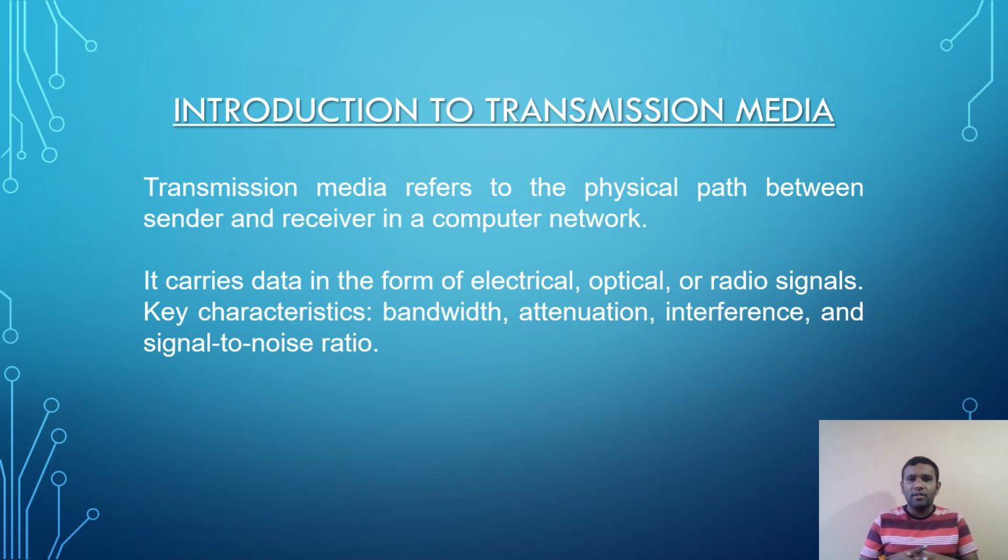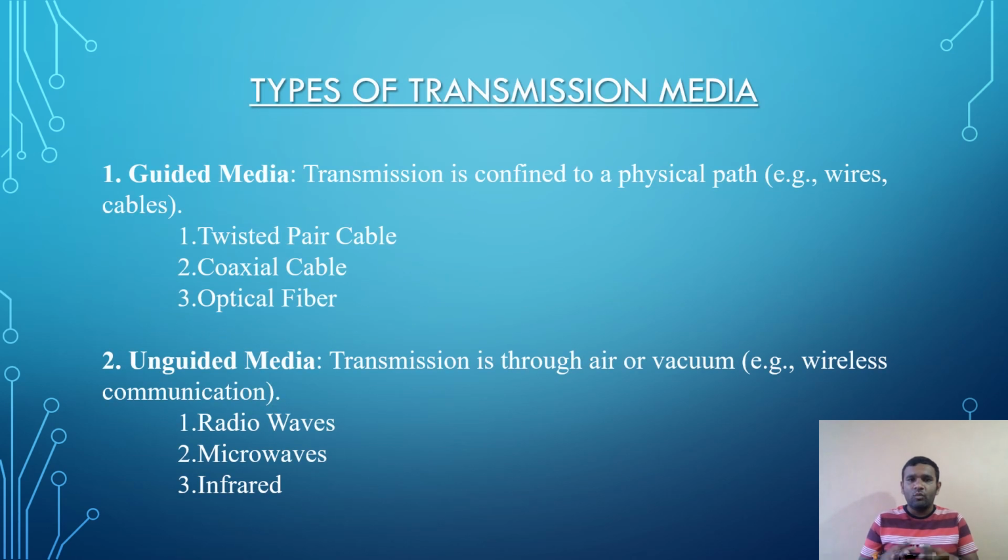Now let us look at the different types of transmission media. Transmission media is not a single one. There are many different types among the transmission media. There are two main types: one is the guided media and the other one is the unguided media. Guided media is confined to a physical path. Guided means the transmission from sender to the receiver goes through a physical path.